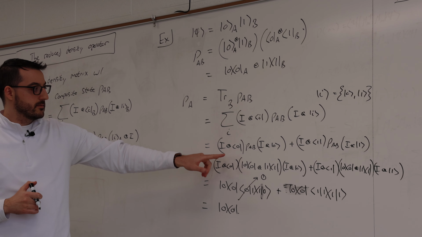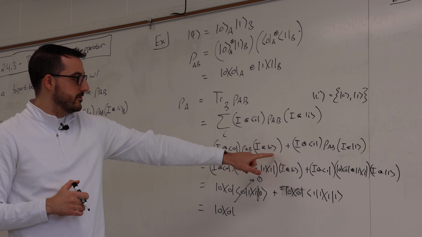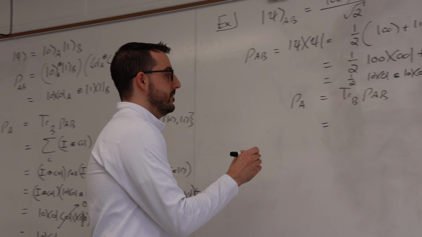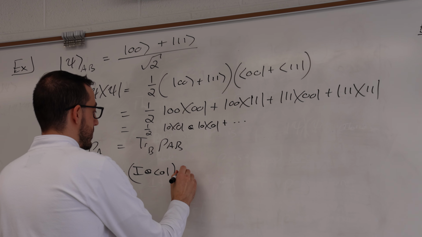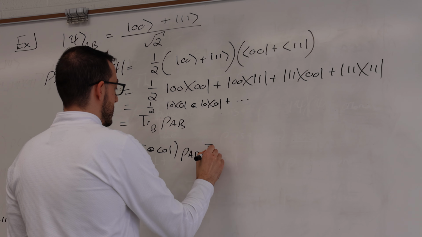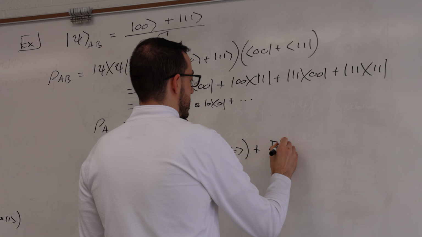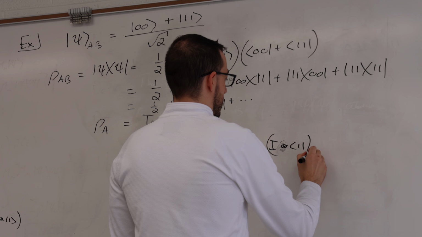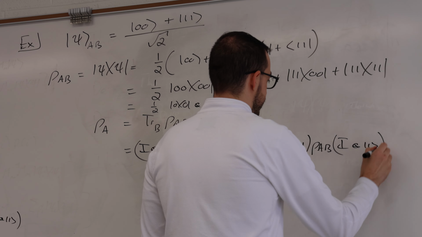So I'm going to get two terms. It's going to be the identity tensor <0|, whatever the state is, identity tensor |0>, plus identity tensor <1|, the state, identity tensor |1>. So identity tensor <0| rho AB identity tensor |0>, plus identity tensor <1| rho AB identity tensor |1>.